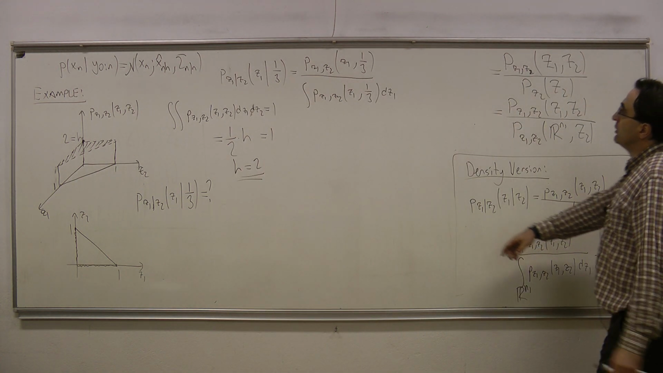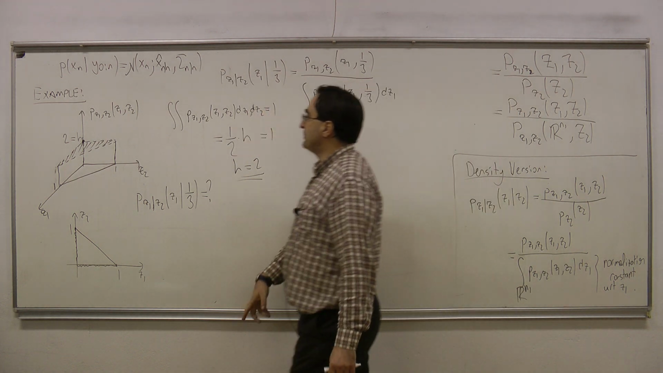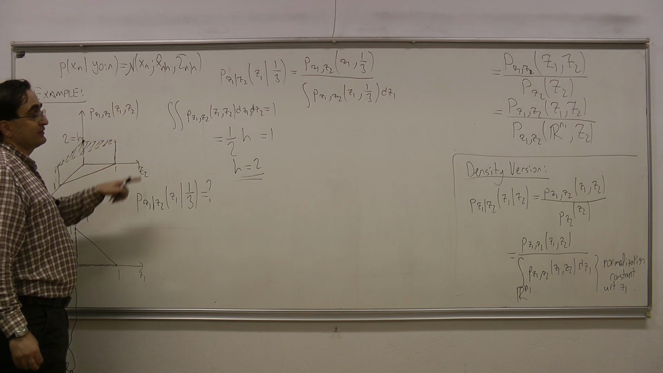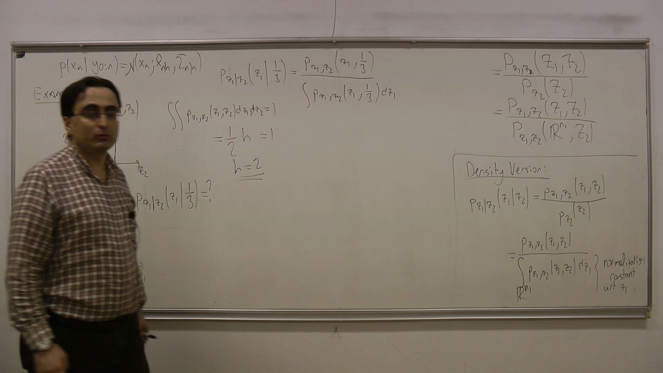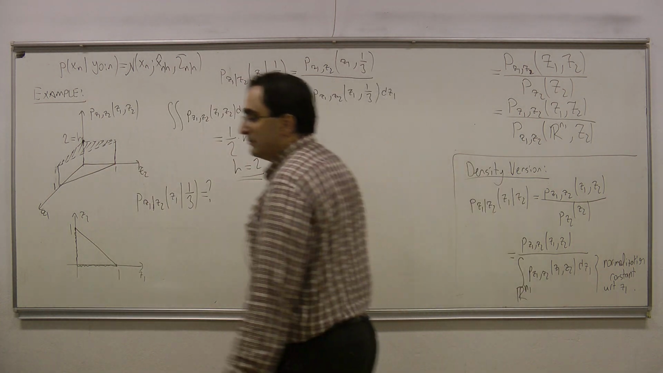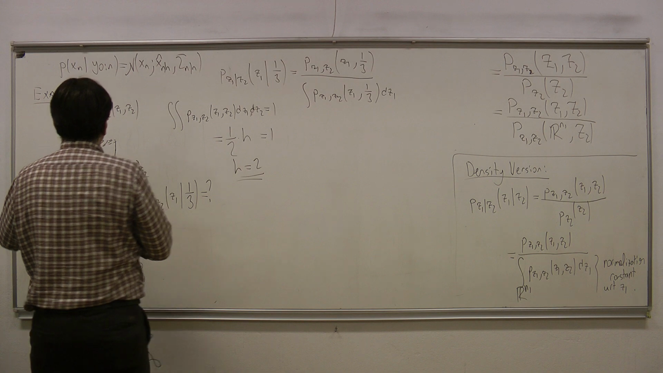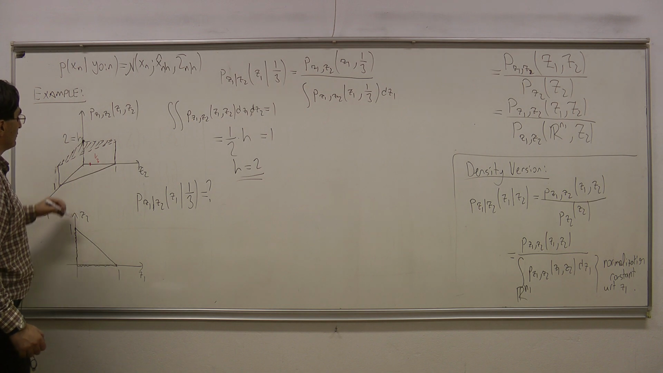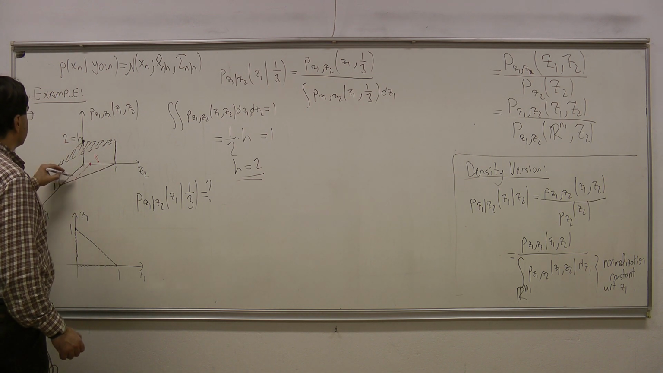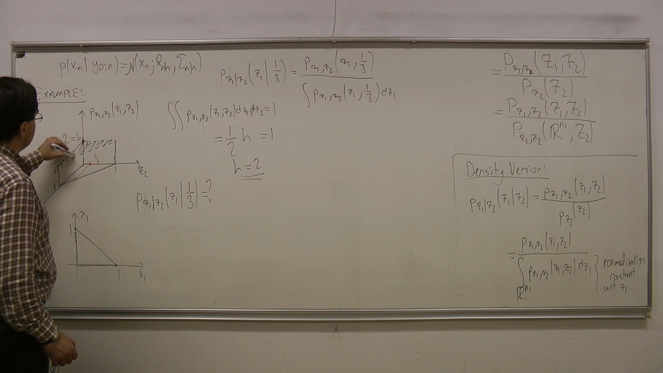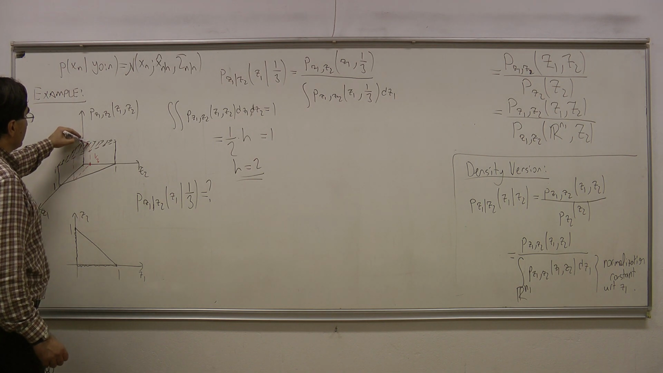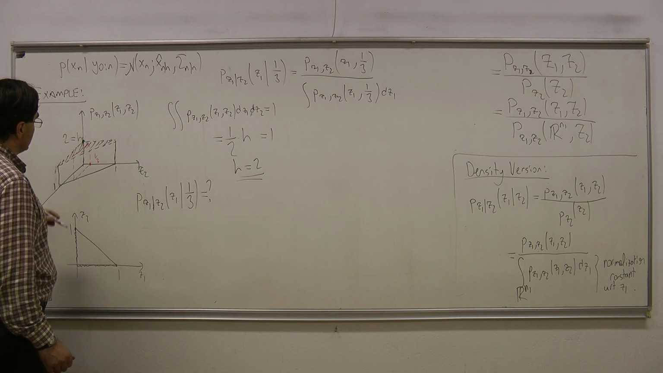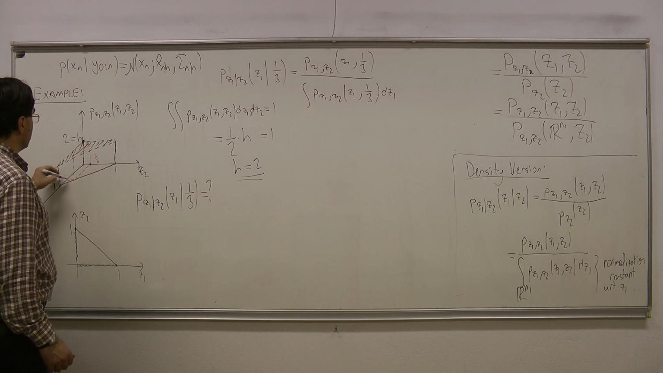And then I'm going to look at this function. What happens when I fix one of the arguments of this density function at Z2 equals 1/3? Okay? So I'm going to look at this cross section. So this is the value of 1/3 for Z2, and then I will be looking at this cross section of this density function here. I see that it is constant, which is equal to 2 over this non-zero region, and then it becomes 0.